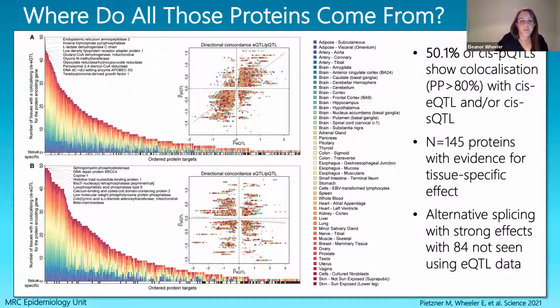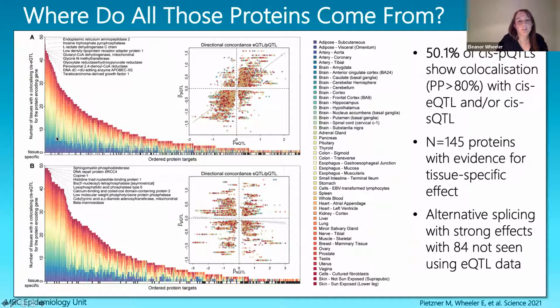And there was strong evidence that at least half of the cis pQTLs had a shared signal with gene expression, either eQTL or sQTL, in at least one tissue. And this figure shows the protein targets ordered by the number of tissues. So the protein targets here are along the x-axis, ordered by the number of tissues for which at least one of the cis pQTLs for that protein target was also a cis eQTL, determined by statistical co-localization.